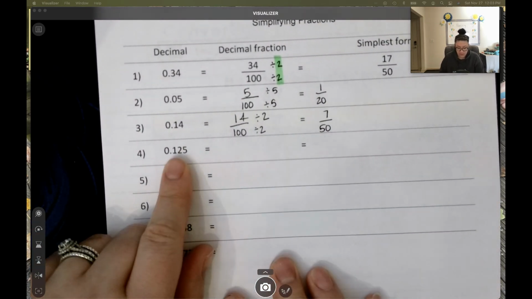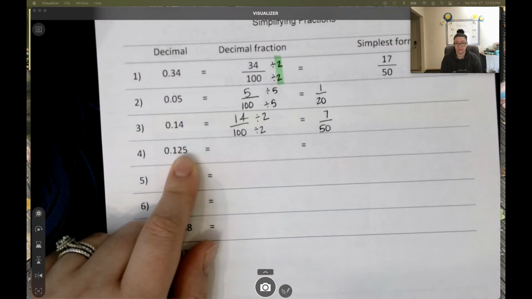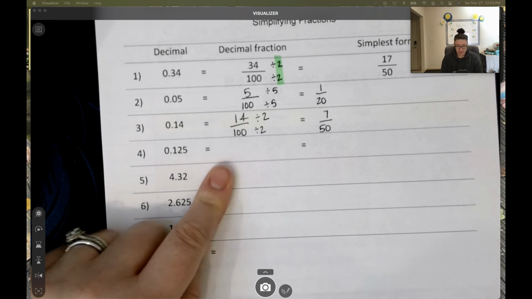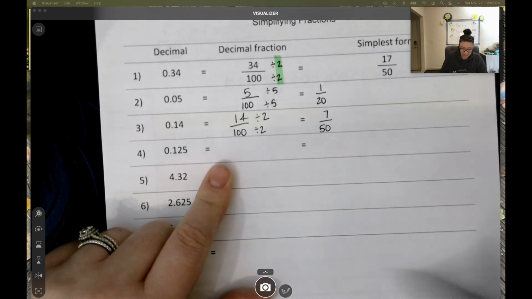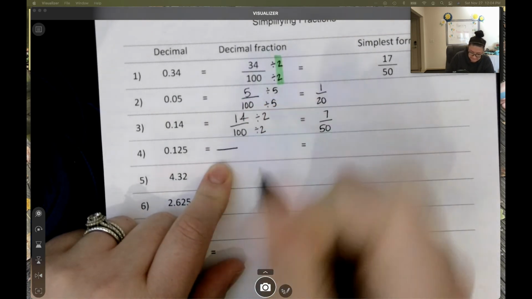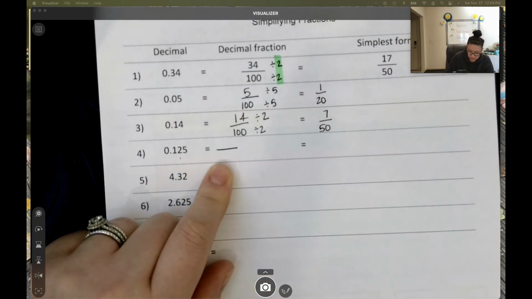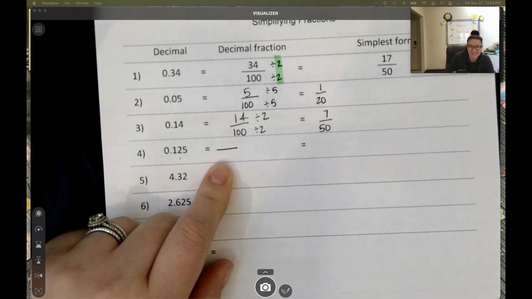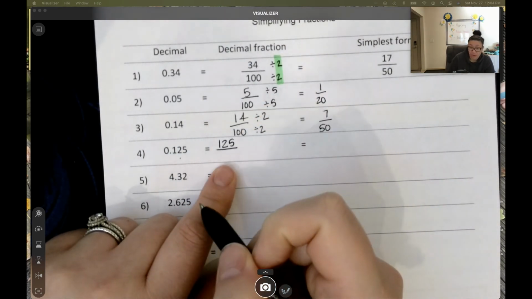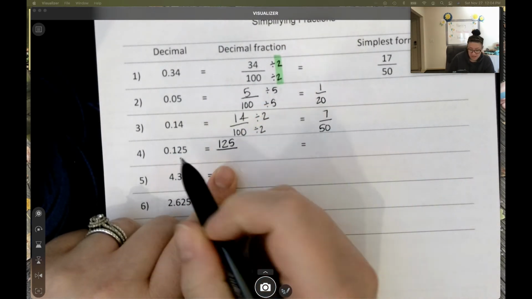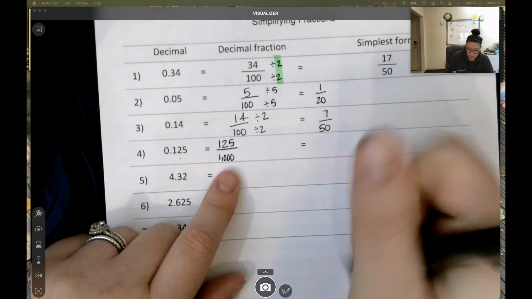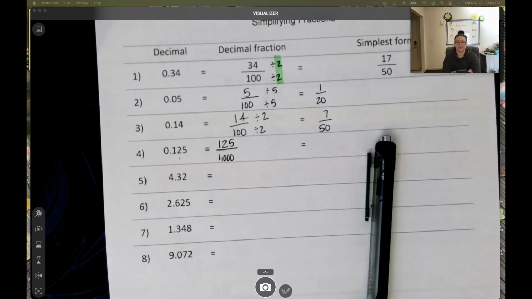Our next one, we have 0.125. Yeah, that's a big decimal. So let's start off with just turning it into a fraction. What number is that without the decimal? 125 over tenths, hundreds, thousandths. So 125 over 1,000.